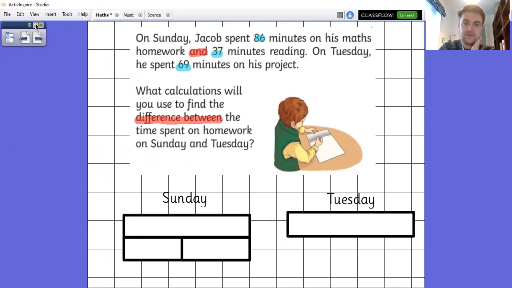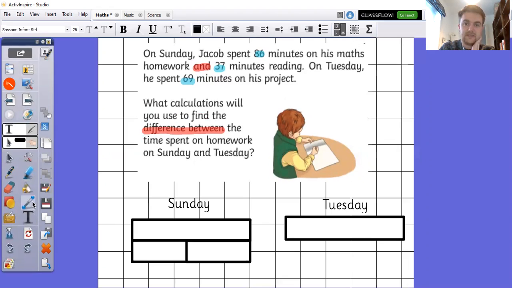Now for Sunday, I know he did two things. I know that he did maths homework and reading, and those two added together will give me that complete amount of time that he used. On Tuesday, I know he only did one thing, so it is just a bar model for that. So he spent 69 minutes on his project on Tuesday.